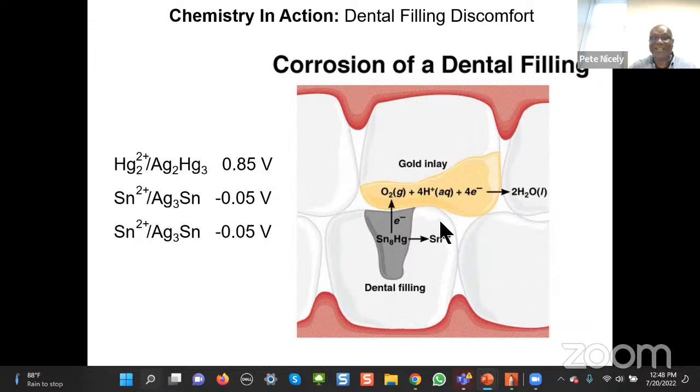So this happens over time, and as a result, can cause pain, which is what happened in my case when the filling came out. I had to be rushed to the dentist to have that taken care of. So that's just another example. These are some values of the electrode potentials for the different half reactions that will take place in this process. Okay, so that's basically it as far as this chapter is concerned.